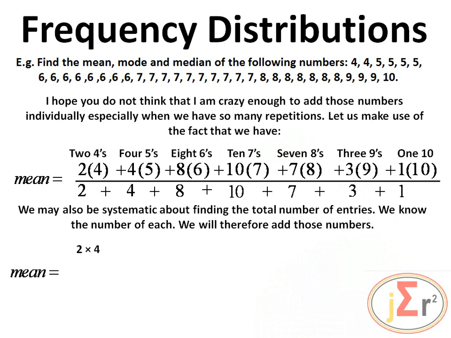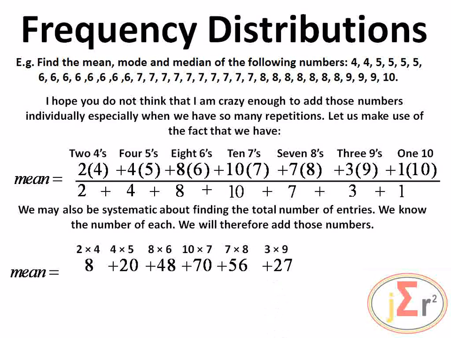So, of course, this 2 multiplied by 4 that we have here is this one. So we are just working these out and we are putting the answers there. And then of course 4 times 5 is 20 and 8 6s are 48. And then we have 10 7s are 70, then 7 8s are 56, and when we multiply them we have a much shorter string of numbers to be added than if we chose to use the numbers individually.